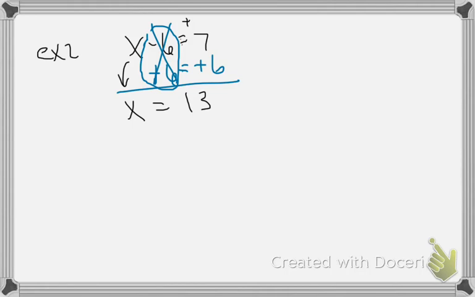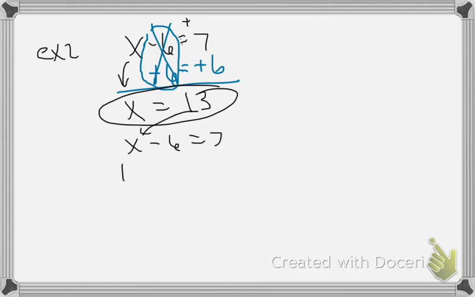Now you can take this answer for x, 13, and plug it back into the original equation. 13 minus 6 should equal 7, and it does. So we know our answer is right.